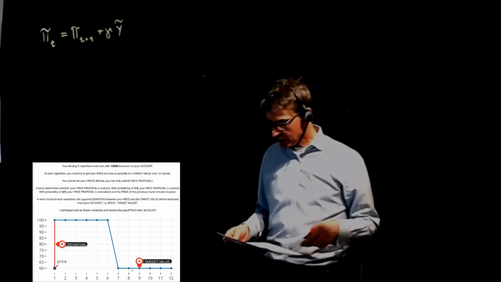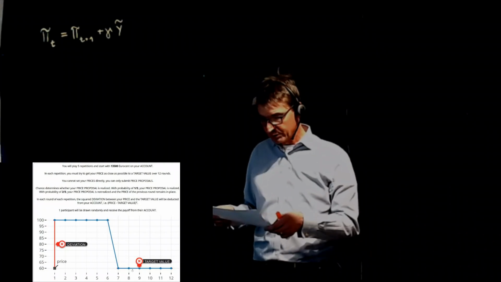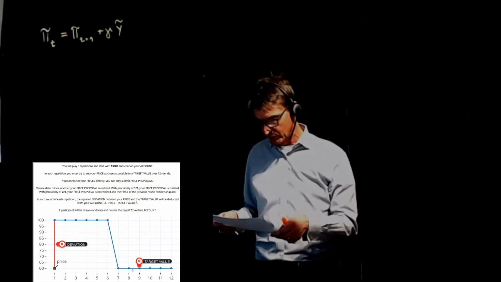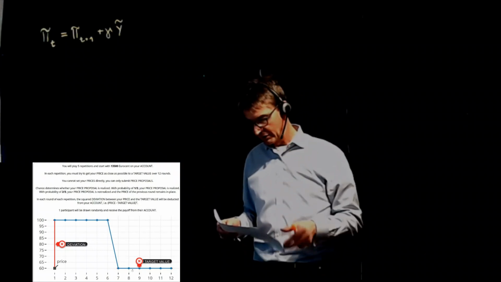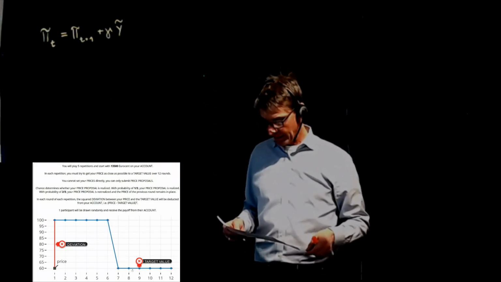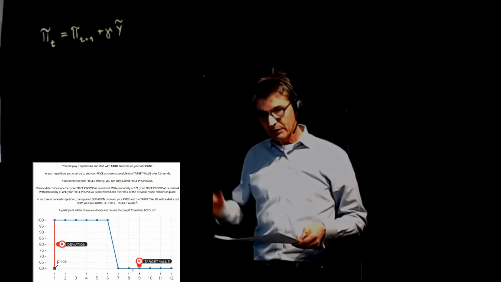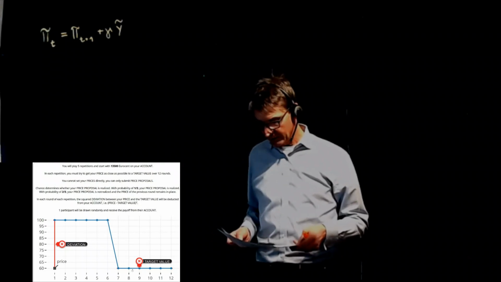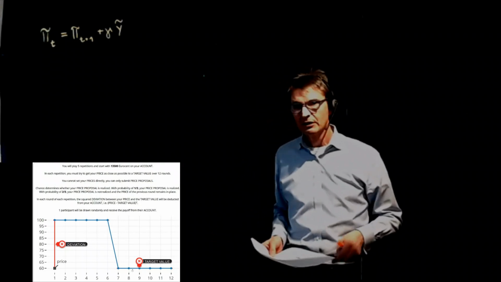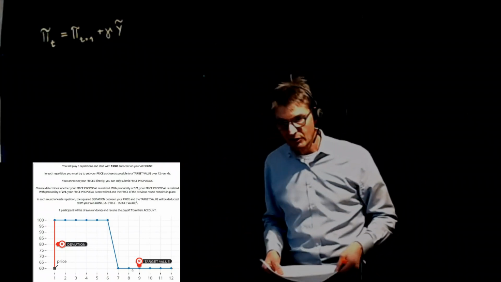In each round of repetition, the squared deviation between your price and the target value will be deducted from your account. So price minus target value, squared. That's the whole thing. One participant will be drawn randomly and receive the payoff from their account. So there is a real incentive to play and to optimize.